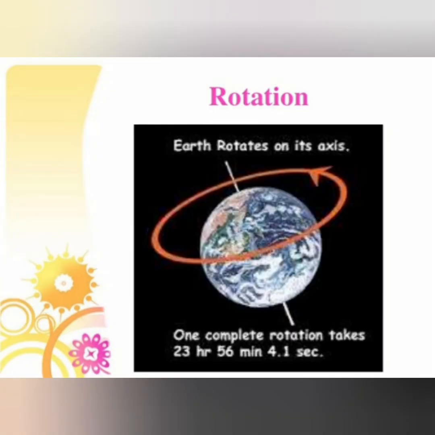This picture shows us the rotation of the earth. Earth rotates on its axis, and you can see here we are having a red arrow that shows the rotation of the earth. One complete rotation takes 23 hours, 56 minutes and 4.1 seconds. And we can say the earth completes one rotation around its axis in about 24 hours. That's why one day and one night are of 24 hours.